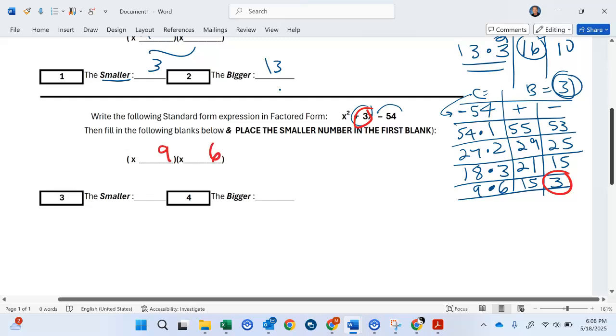But now, because negative 54 is equal to C, and B is equal to positive 3, we need to make sure that the signs are correct. So also one of them has to be negative, right? So if negative, we can try this.